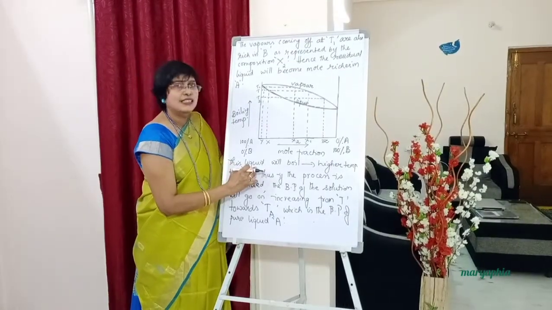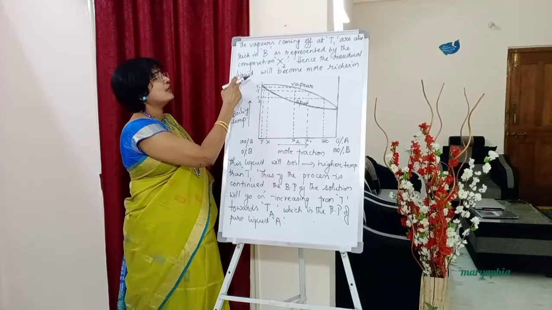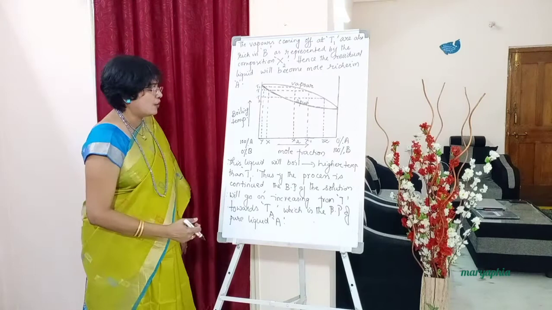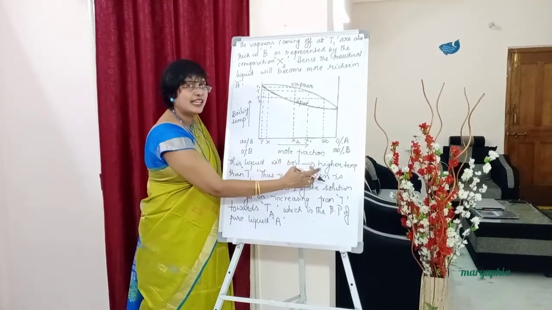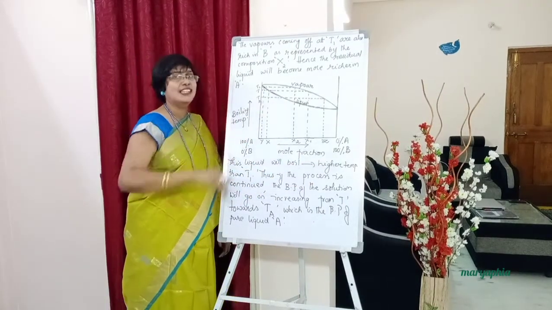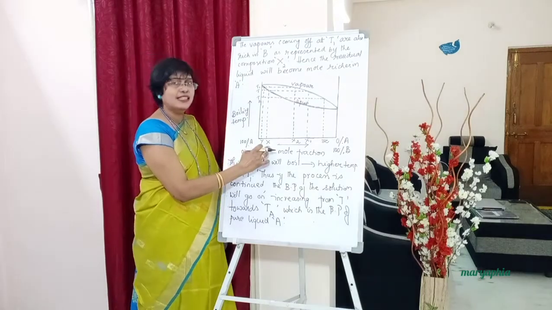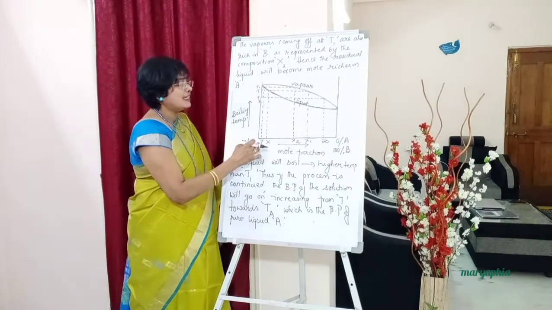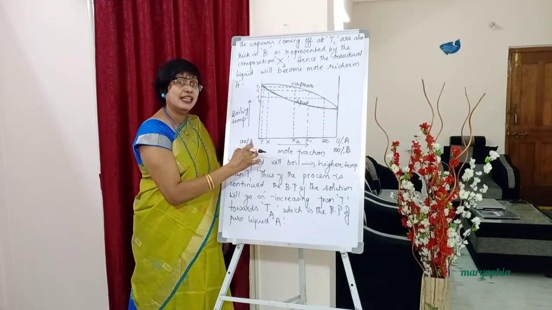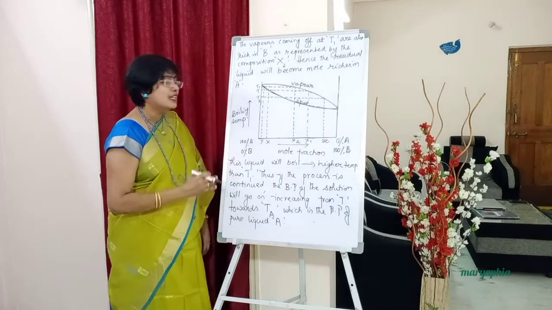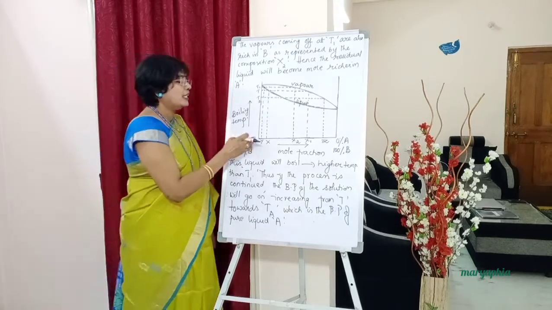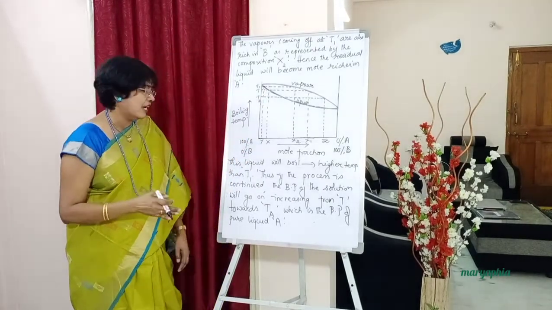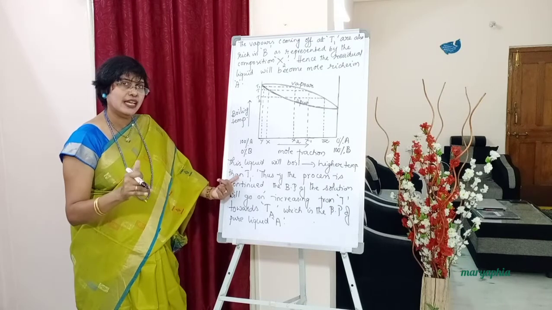This liquid means what? Whatever residual liquid we are talking about here, if we heat that residual liquid, it will boil at a higher temperature than T1. First it boiled at T, next when it boiled at T1, and whatever liquid is remaining, if we boil that liquid, it will boil at a temperature higher than T1, okay, full stop.